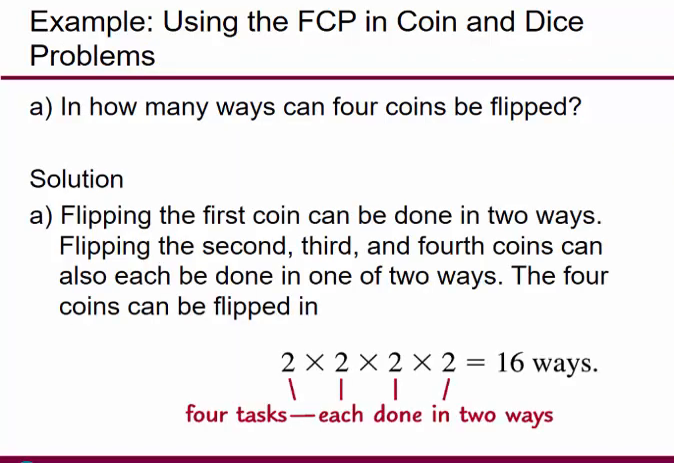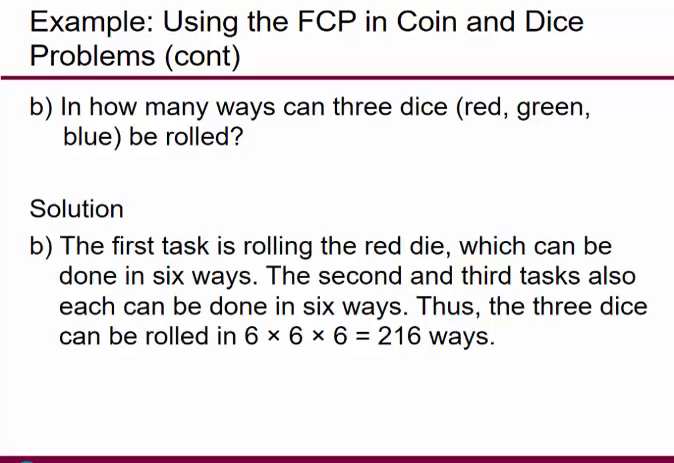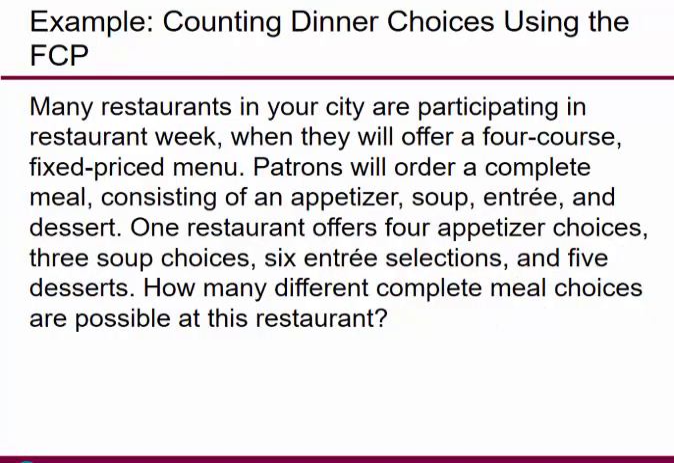Now, how many ways can 4 coins be flipped? Flipping the first coin can be done in 2 ways. Flipping the second, third, and fourth coins can also be done in one of 2 ways. So the 4 coins can be flipped in 16 ways. Now, how many ways can 3 dice, red, green, and blue, be rolled? The first task is rolling the red die, which can be done in 6 ways. The second and the third task also can be done in 6 ways. Thus, the 3 dice can be rolled in 6 times 6 times 6, or 216 ways.